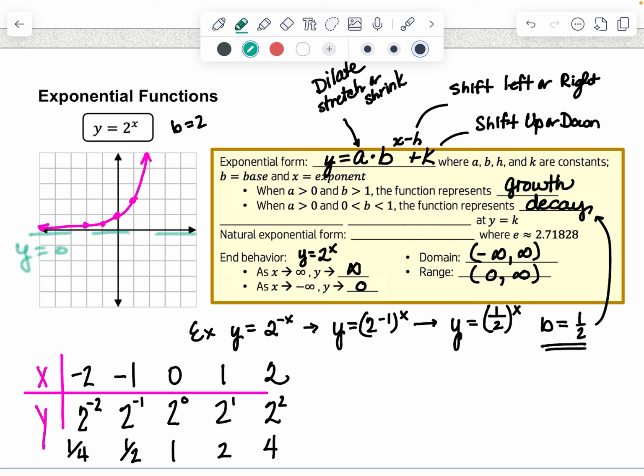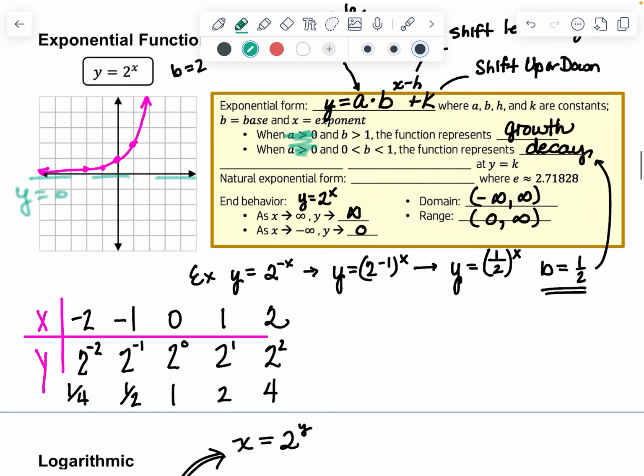If we know that a is greater than 0 in both cases here, and b is greater than 1, in the first case we have growth, and then we have decay if b is between 0 and 1. Now there's some flipping that might involve a reflection over the x-axis at times, or the y-axis for that matter, but we're not dealing with that right here.